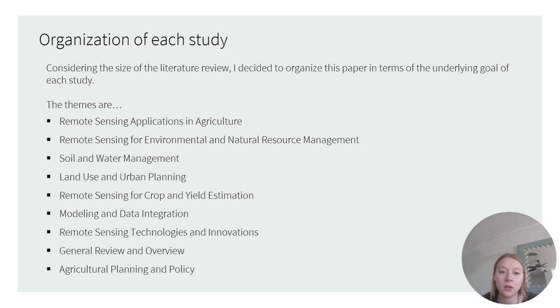So for the main content of my PowerPoint, I'm really going to be talking about the organization of each study. Considering the size of the literature review, I decided to organize this paper in terms of underlying goals of each study. That being said, the themes are remote sensing applications in agriculture, remote sensing for environmental and natural resource management, soil and water management, land use and urban planning, remote sensing for crop and yield estimations, modeling and data integration, remote sensing technologies and innovations, general review and overview studies, and then agriculture planning and policies.